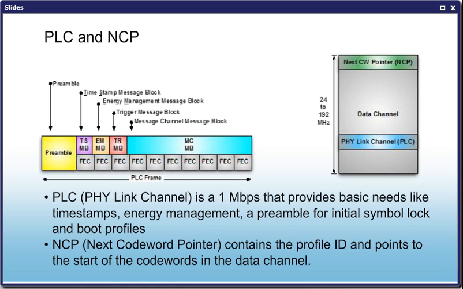There are a couple of things here. We have a data channel. We have something I'm going to talk about called an exclusive pointer, which helps decode the data channel, and a PLC, or physical link channel, which helps organize things. The PLC is a 1 megabit per second channel. It provides basic needs such as timestamps and energy management. It also has a preamble in it that allows cable modems to lock on to the channel. So it's not necessary for the cable modems to go out and find the full OFDM channel and figure out whether it's 24 or 192. It just has to find a preamble on the PLC channel, and once it finds that, we'll give it the configuration information for the larger data channel. We'll actually download a profile and a config file that tells it what to go and lock onto.